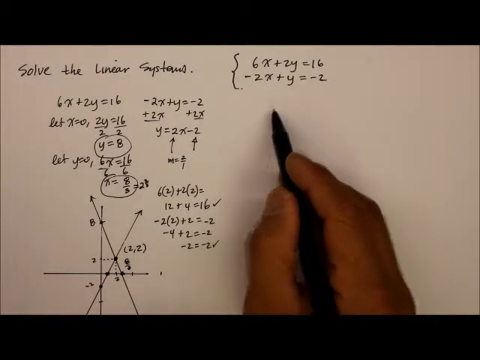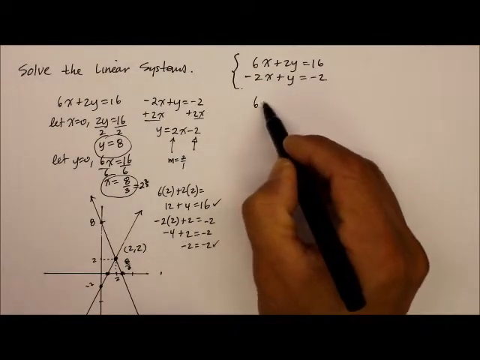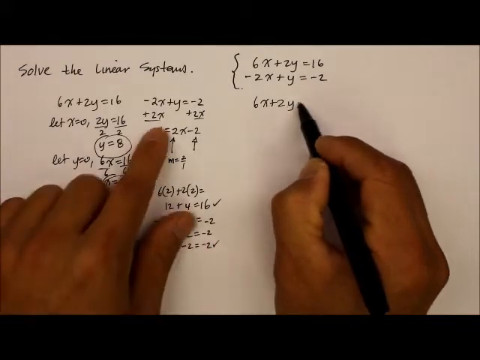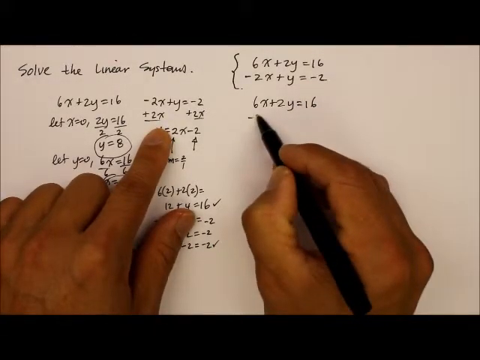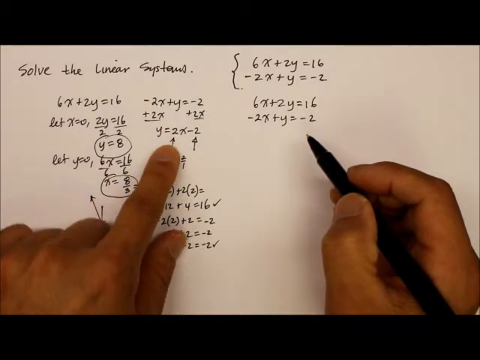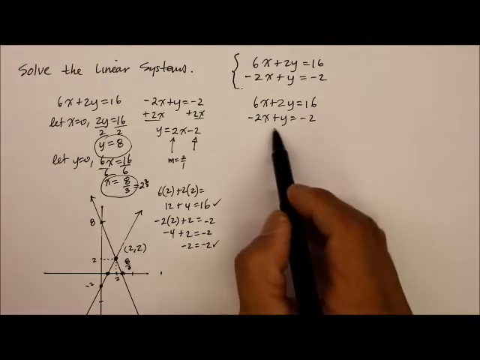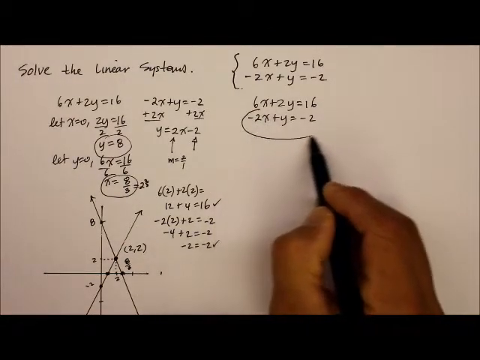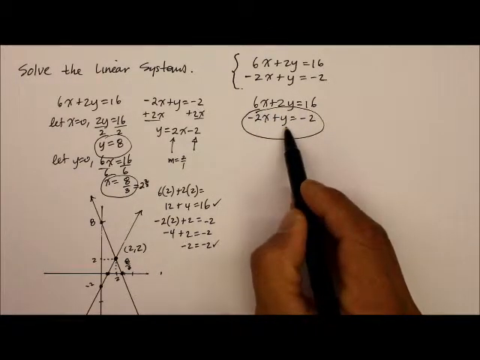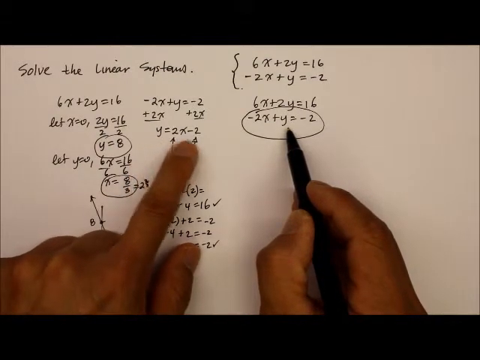So what's another way? Well, we could use a thing called the substitution method. Here's how that works. Remember on this other example, I took the second equation and made it into slope-intercept form, or sometimes we call this the function form. We're going to take the second equation and make it into function form, and we know from the previous example that y is equal to 2x minus 2.